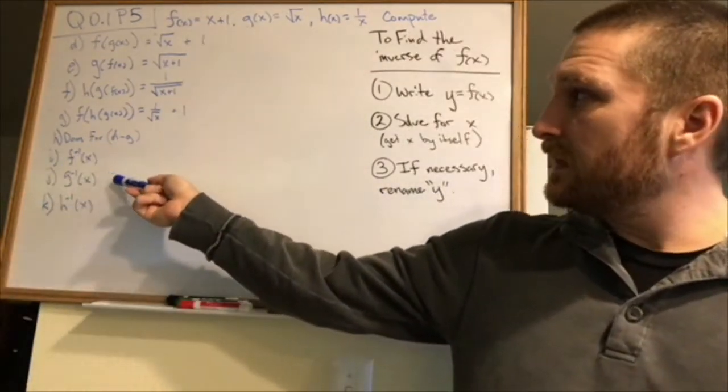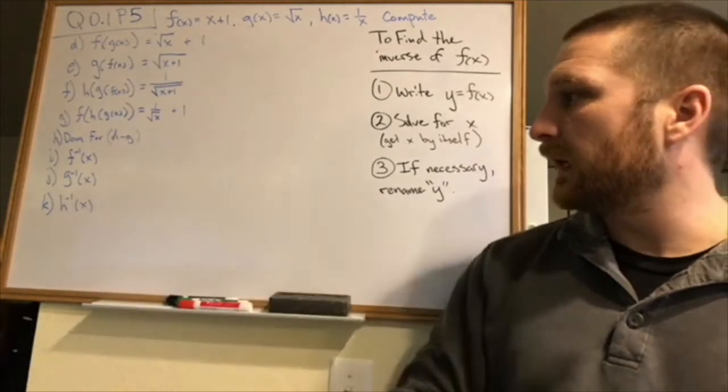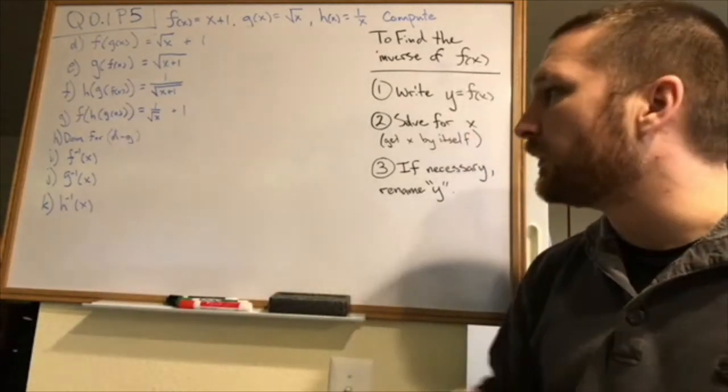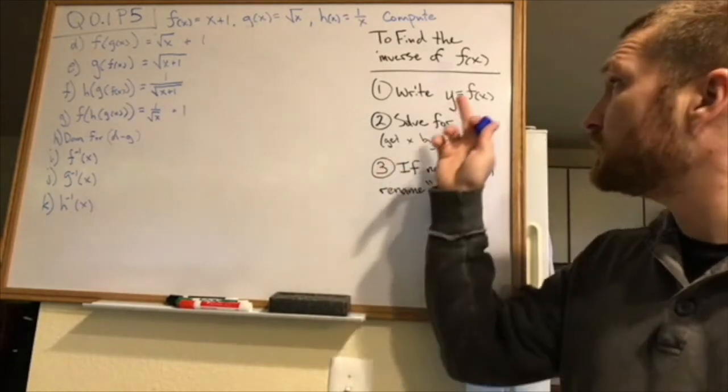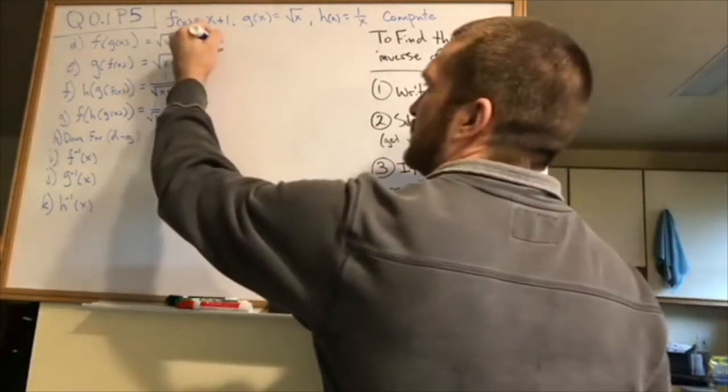And we're going to find the inverse of g. Okay, so what do we do? We have a formula, and so we're going to write y equals g of x.